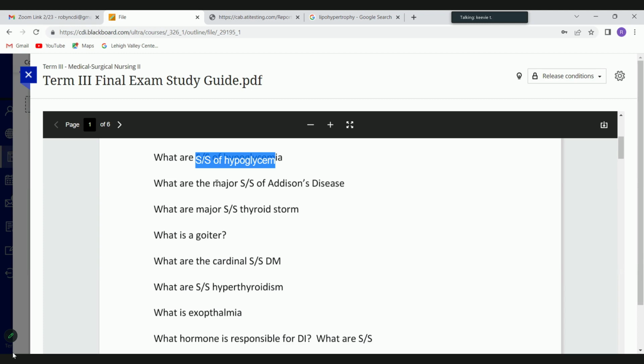What are some major signs and symptoms of Addison's disease? So we have what's happening with the blood pressure?